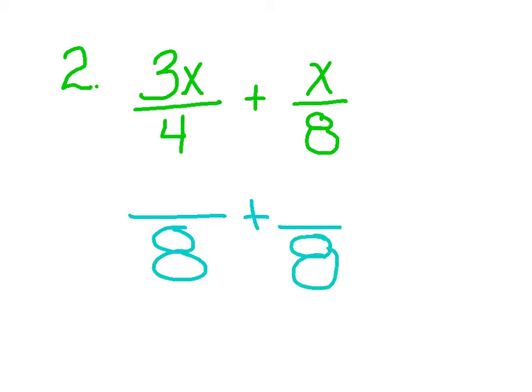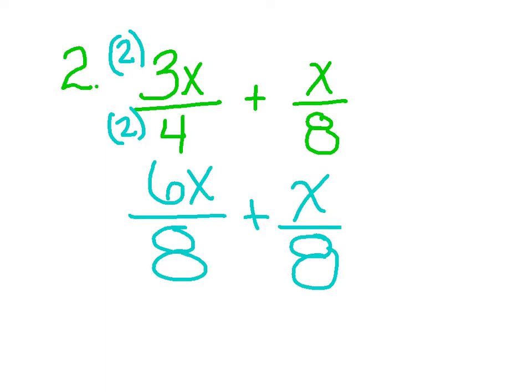The second fraction already had the 8, so all I'm going to do is simply rewrite it. This first fraction, however, has a 4 as the denominator, and I need it to say 8. So I'm going to multiply the top and bottom by 2. This will get me an 8 on the bottom. So I'm left with on top, 2 times 3x is 6x.